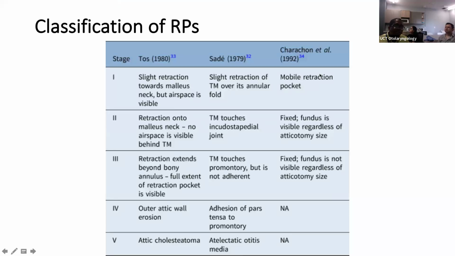The Charachon classification, I couldn't really get pictures for that staging, but at least I got this table which says that stage 1 is where there's a mobile retraction pocket, mobile on pneumatic otoscopy. Then grade 2 is where it's fixed, the fundus is visible, so you can see into the end of the retraction pocket. Then the type 3 is where the fundus is not visible. You can't see all the way to the end of it.